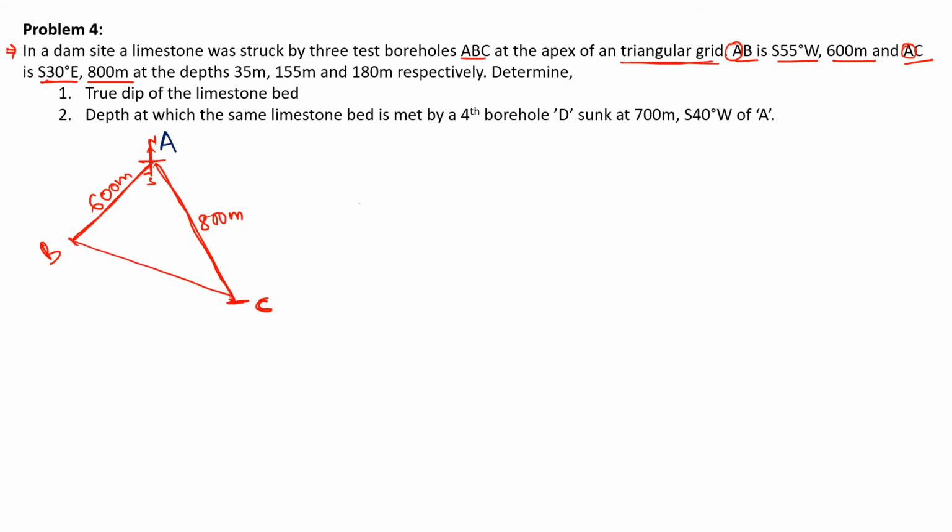I'll join this. This makes a triangular grid. This makes a triangle. Now let's see what another part they are given. They are given us the depths of the borehole. They said 35, 155 and 180 meters respectively, meaning A, B, C. So A is 35 meters, B is 155 meters and C is 180 meters. Okay, so this is what they have given us for the calculation part.